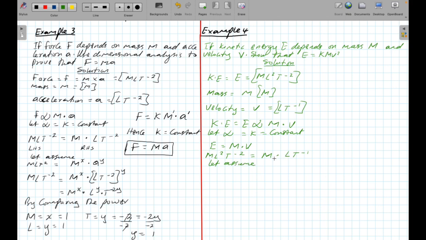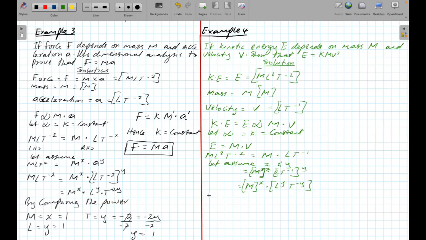Okay, let's assume the powers of the dimensions on the right hand side are x and y. That is, M is raised to the power of x, and the second expression, which is the velocity, is LT raised to the power of minus 1, raised to the power of y. Now we can proceed by saying M raised to the power of x multiplied by the dimension of L raised to the power of y, T raised to the power of minus y. You can close the bracket again.